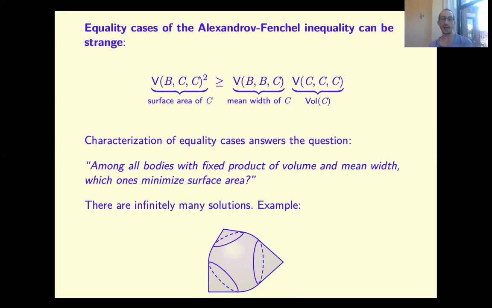These are called cap bodies, which you form by taking a ball and putting all these cones on top of it so that they don't intersect. And there are many of them, infinitely many in fact. And all of them will have a small surface area for a given product of volume and mean width.